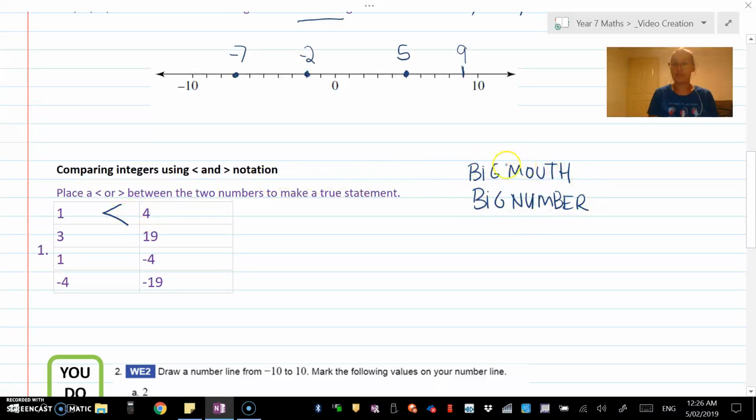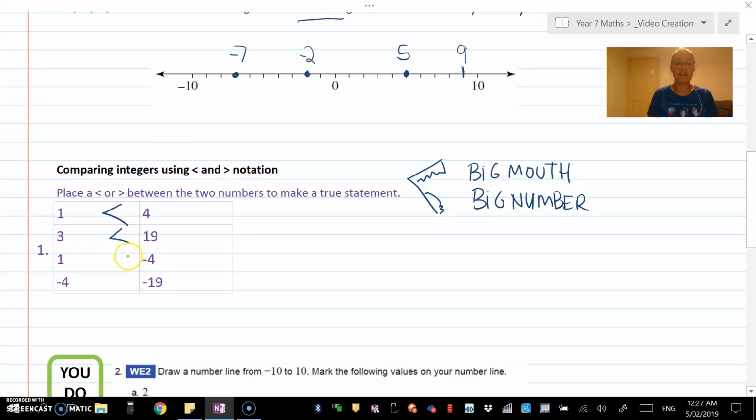You can draw a mouth in if you have to remember it. My teeth. Sorry. There you go. So I'm not a great illustrator. Big mouth, big teeth, big number. In this case here, 3 is smaller than, and 19 is greater than 3.